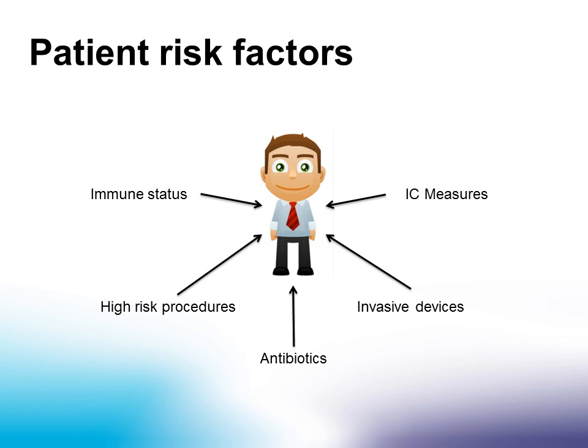There are a number of factors that make a patient more susceptible to acquiring an HAI. Immunosuppression and other severe underlying conditions will impact on the patient's ability to fight the infection. Patients who have high-risk procedures such as surgery, are prescribed antibiotics, or have invasive devices are at higher risk of acquiring an HAI. Poor infection control measures in a facility will also place a patient at higher risk of acquiring an HAI.